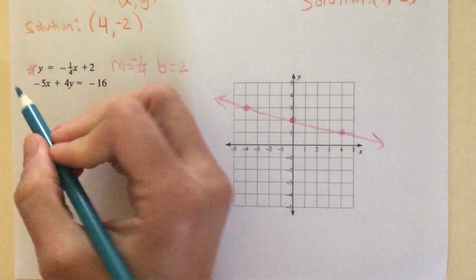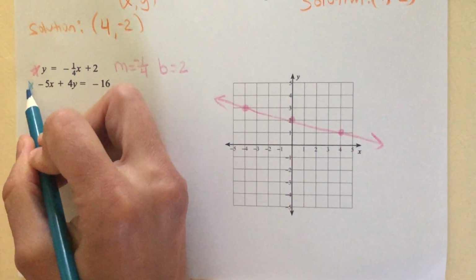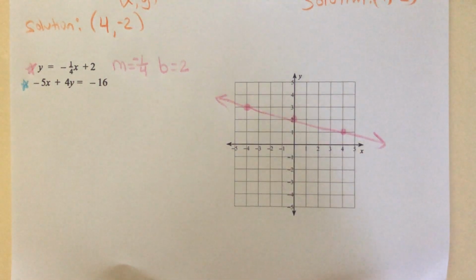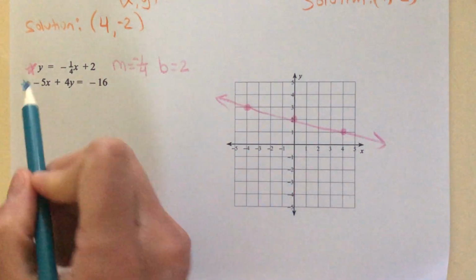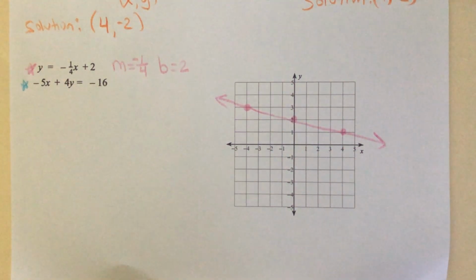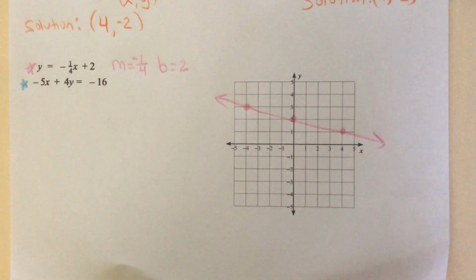As soon as I go to graph my second equation, which I'm going to use blue for, I notice that I can't figure out what m is or b. And that's because this one's presented to us in standard form. When you have your x and your y variables presented to you on the same side of your equation, that's written in standard form.